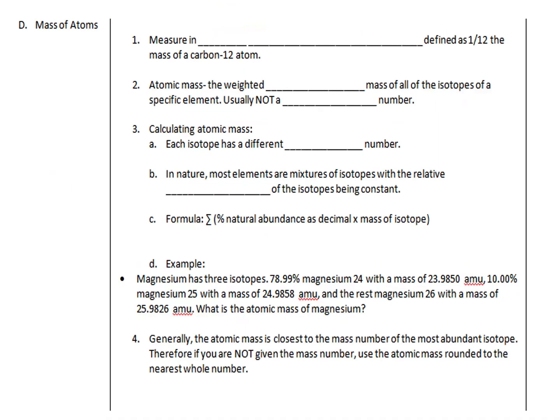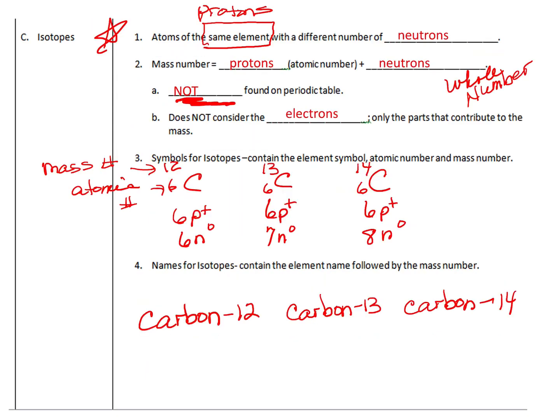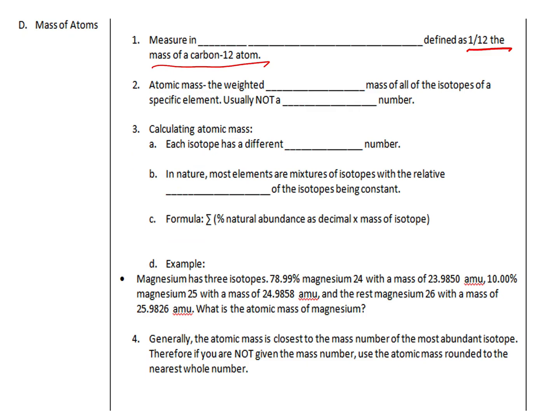So the mass of atoms is going to be measured in AMUs, which are atomic mass units. And the definition of an atomic mass unit is 1/12 the mass of a carbon 12 atom. And I want to go back and just show you the difference. This is a mass number. So we have a mass number and we have atomic mass. They are not the same thing.